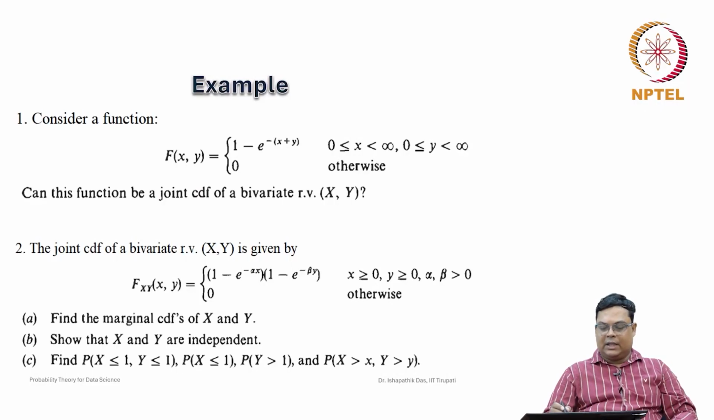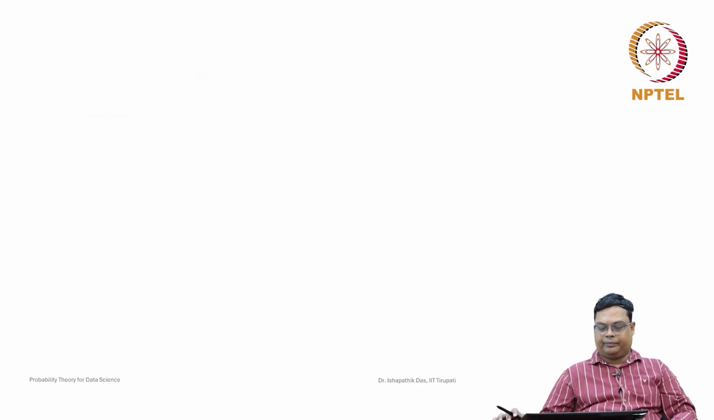So, next is another example. Here it is not asked, but you can check that it satisfies all the properties. It is asked that the joint CDF, cumulative distribution function, of a bivariate random variable XY is given by F_XY(x,y) = (1 minus e to the power of minus alpha x)(1 minus e to the power of minus beta y), x greater than or equal to 0, y greater than or equal to 0.